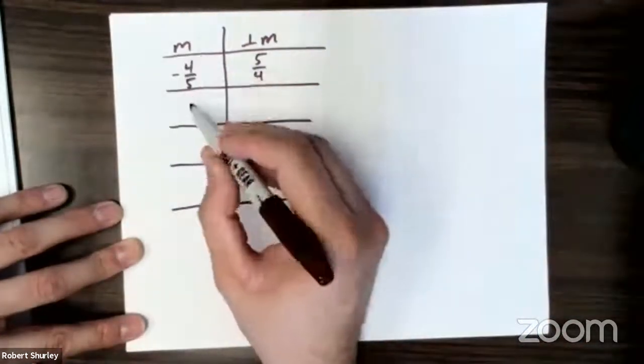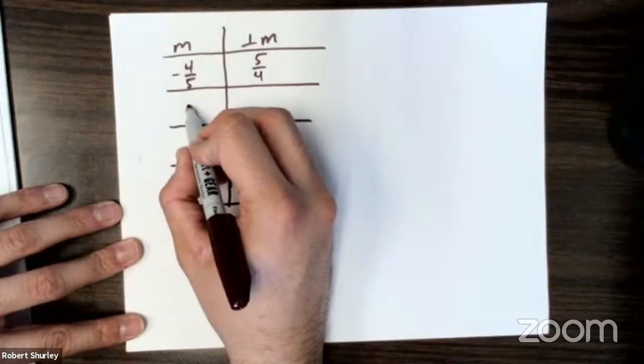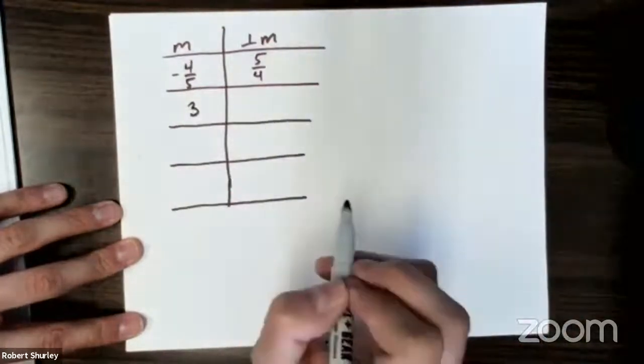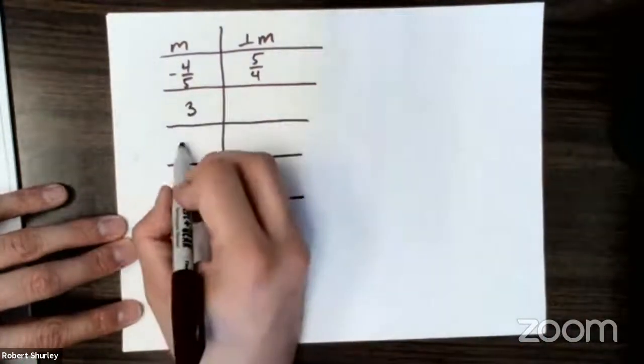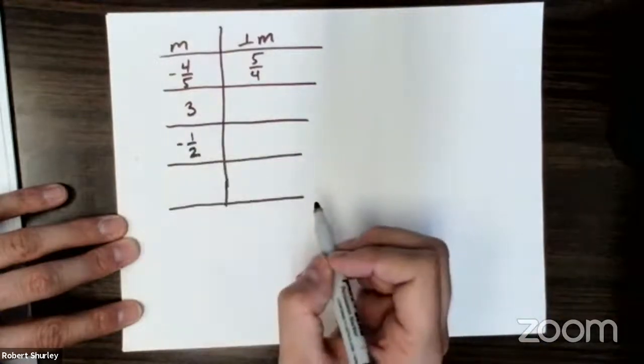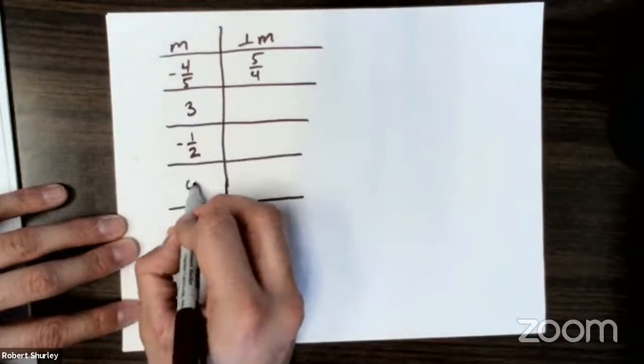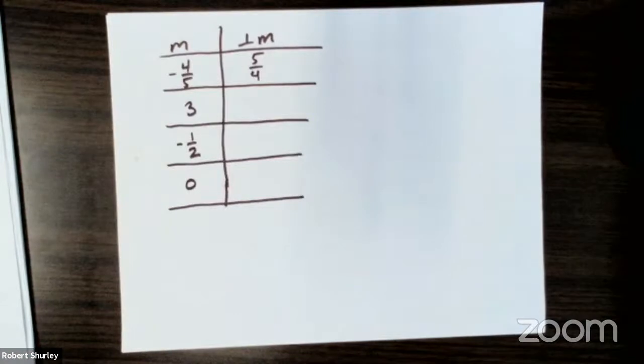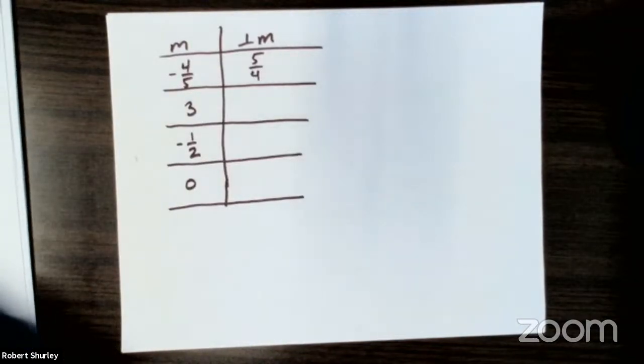So let's say we had a slope of 3. Well, fill that one in. Let's say I had a slope of -1/2. And then let's say I had a slope of 0. Okay, try those. I'll give you just a minute. Fill them in. See what you think.